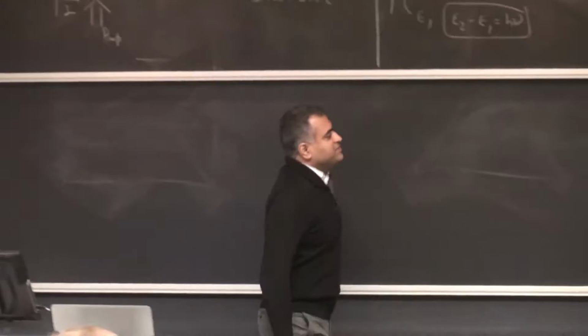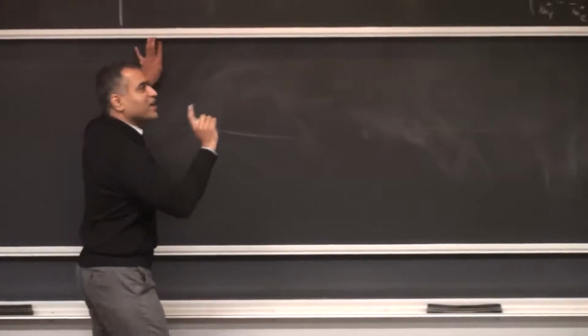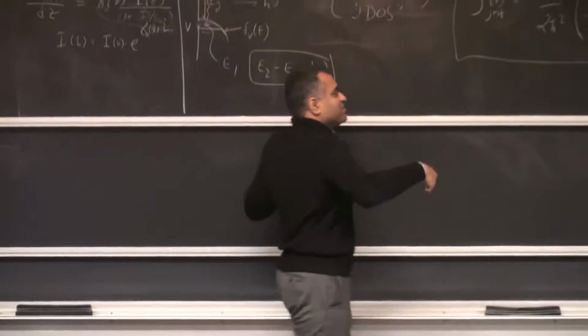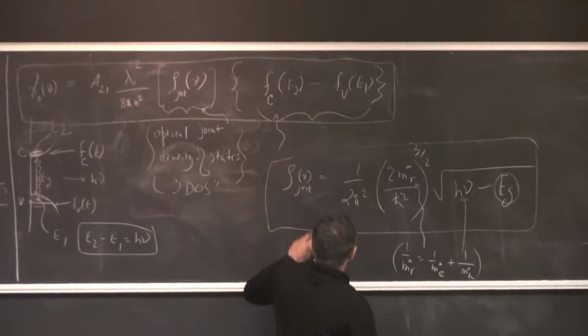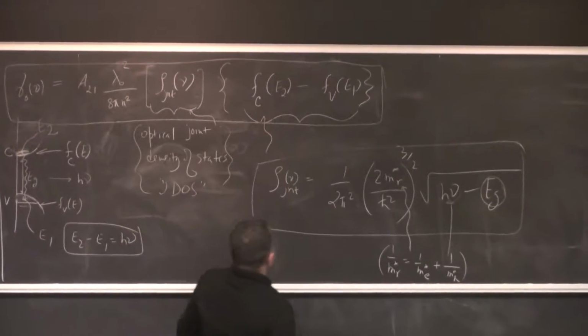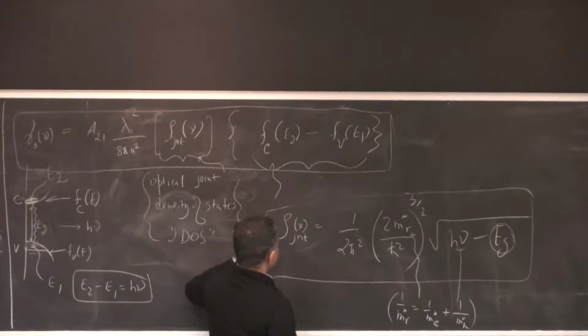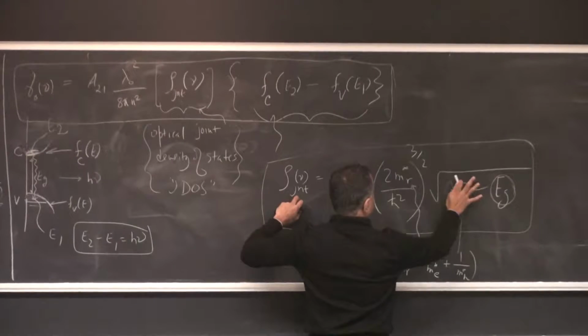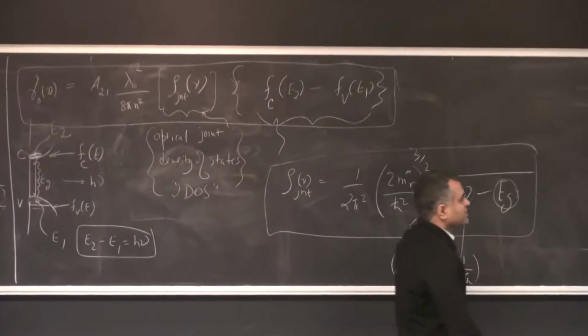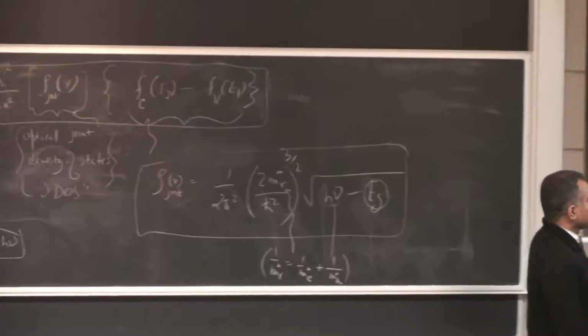And actually, before I go there, I want to also give you a bigger picture of where this will lead to. So this is going to be the gain spectrum, this whole thing. And when you make a plot of it as a function of frequency, you see this goes as a square root of frequency minus a certain gap. And you're going to plot it.